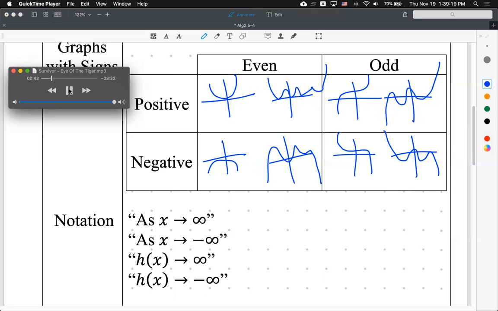Right hand down. Left hand up. Oh, negative. Negative even is both hands down. What about negative odd? Negative. Right hand down. Odd. Different hands. Let's try positive even. Negative even. Negative odd. Positive odd. Negative even. Positive odd.